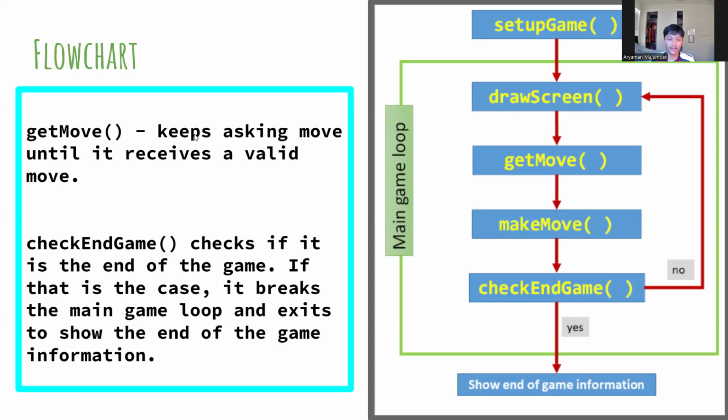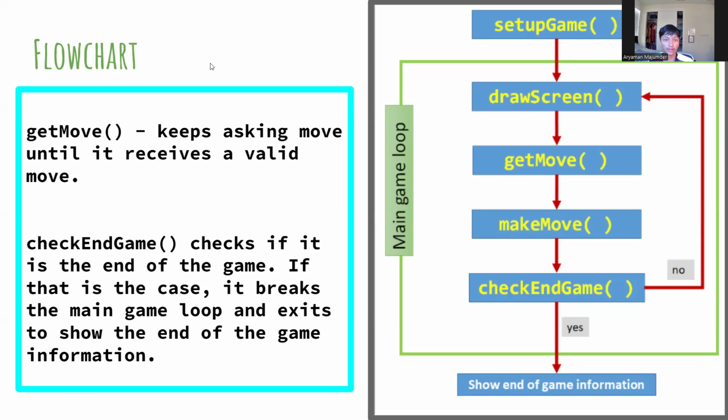Get move keeps asking for the move until it receives a valid move. Basically, it's possible for the player to input an invalid move, and so that's why it's necessary to use a while loop or any other loop to keep checking if the player's input is valid or not, and then pass through the next 2 functions. Check endgame checks if the game is over or not, and if that's the case, it breaks the main game loop and exits to show the end of the game information.